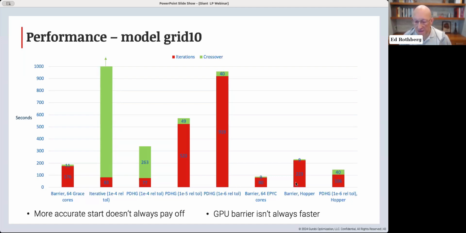And in this case, the GPU is actually a bit slower than the CPU. So that can happen. And then the GPU for PDHG gives a really nice improvement compared to PDHG running on the CPU. So the bottom line here is that having a more accurate start for PDHG doesn't always pay off. It's really a trade-off in the cost of the PDHG iterations versus the cost of the crossover. And GPU barrier is typically faster, but not always.